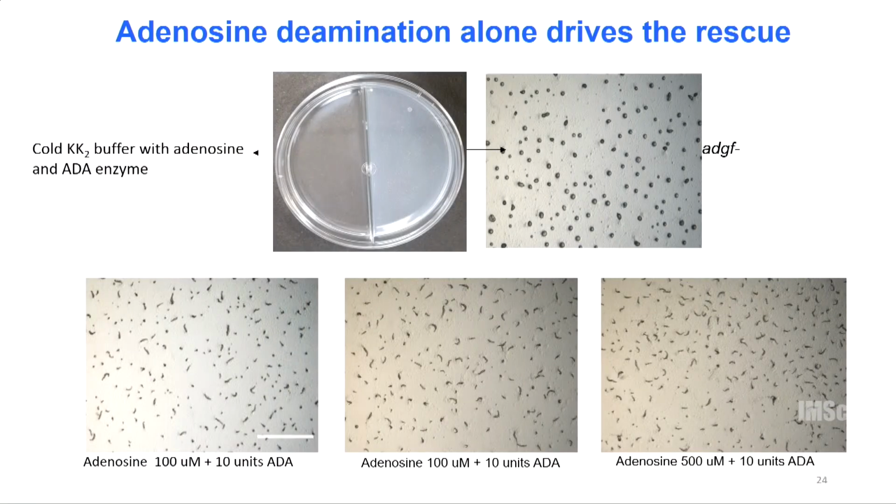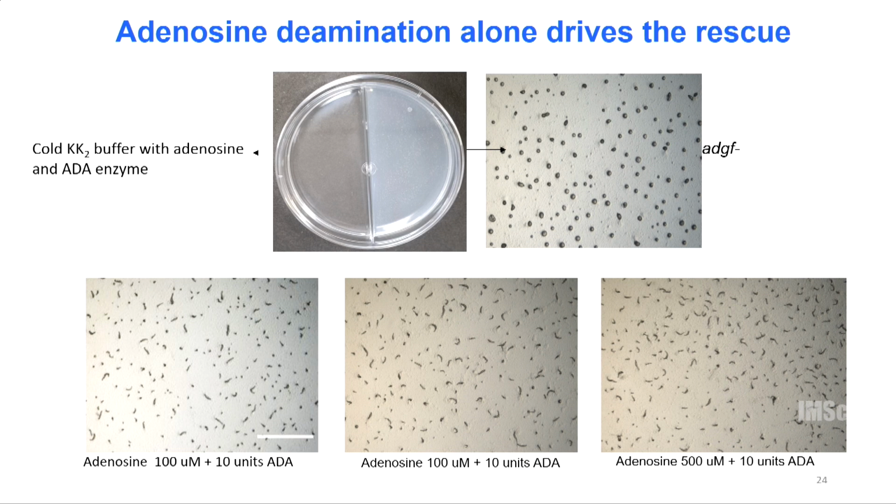So similar to the last experiment, here we took the mutant. On the left side, we have the buffer, the ice-cold buffer. To this, we add the ADA enzyme plus adenosine. So on one side you have adenosine plus buffer, and on the right-hand side you have the moment you add the buffer, after 4 hours, you get, so this is getting rescued. All of them are rescued now after a few hours.